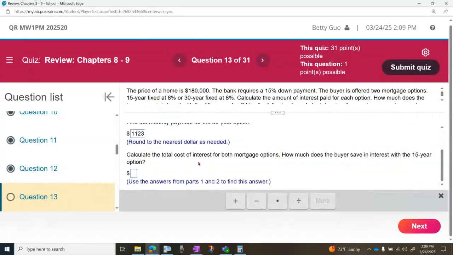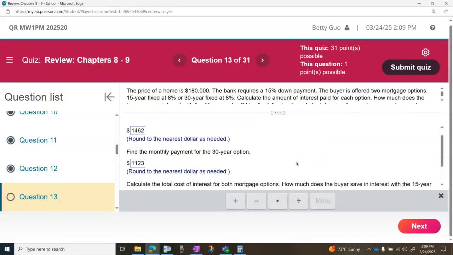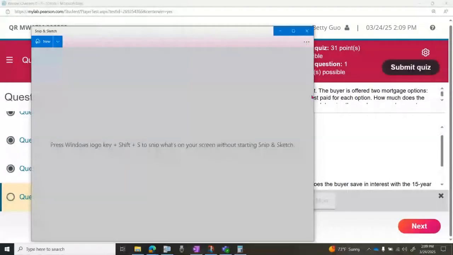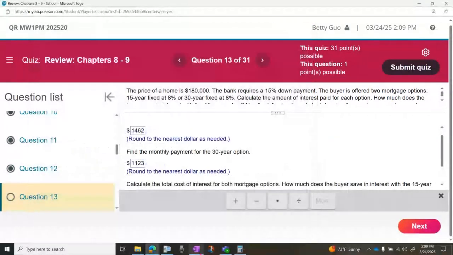Third part, calculate the total cost of interest for both mortgage options. How much does the buyer save in interest with the 15 years? We are going to take a different way to find the difference of interest, right? We would have to use some scratch paper to make it clear. I'm going to show you on a scratch paper.